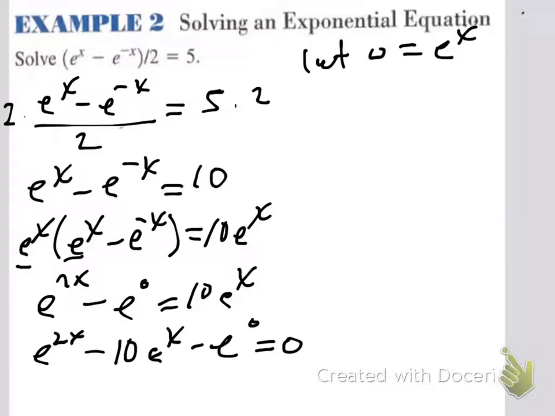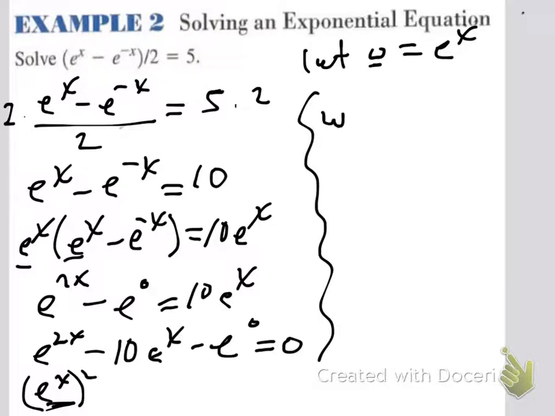So e to the 2x, that's the same thing as saying e to the x squared. So I'm going to let e to the x equal w. So I'm going to have w squared minus 10w minus e to the 0 power, which is just 1, and that's going to equal 0. So now I have a quadratic, and what I want to do is solve for w.